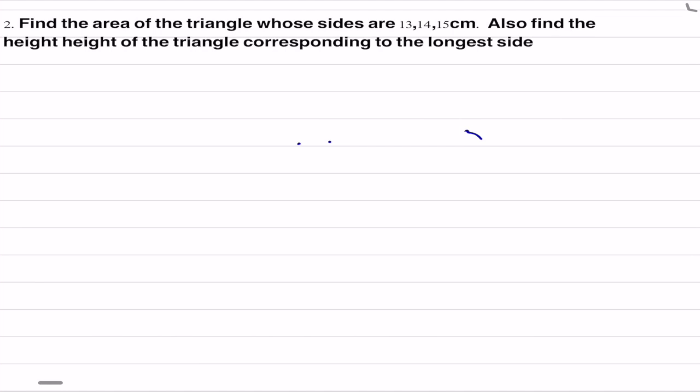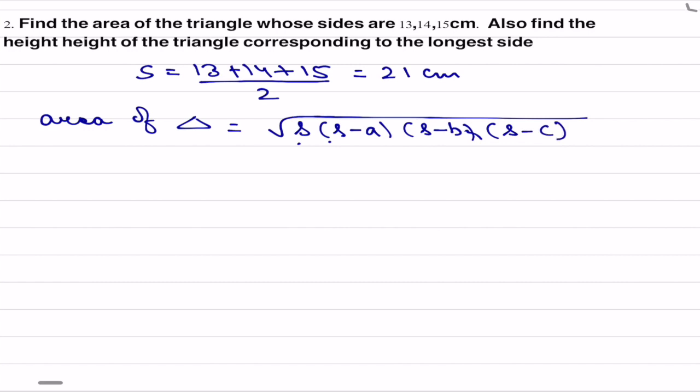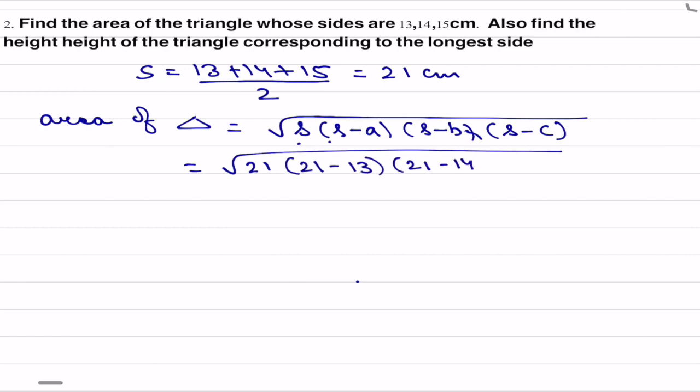So according to the formula, first we have to find the semi-perimeter. Semi-perimeter means the sum of all the sides upon 2. So it is 21 centimeter. So the area of the triangle is square root of s into (s minus a) into (s minus b) into (s minus c). s is the semi-perimeter, and a, b, c are the sides of the triangle. So substitute the values, that is 21, (21 minus 13), (21 minus 14), into (21 minus 15).